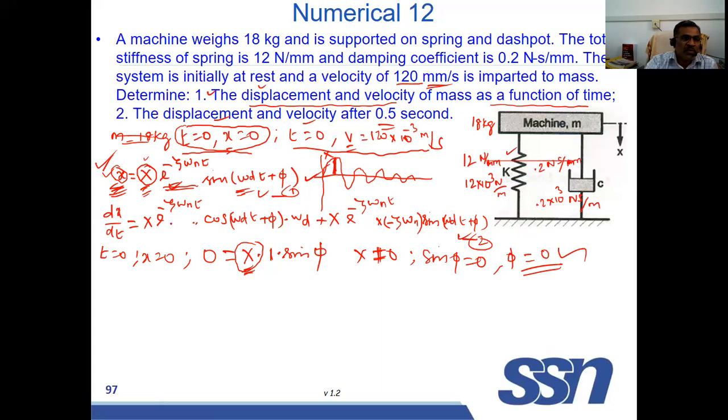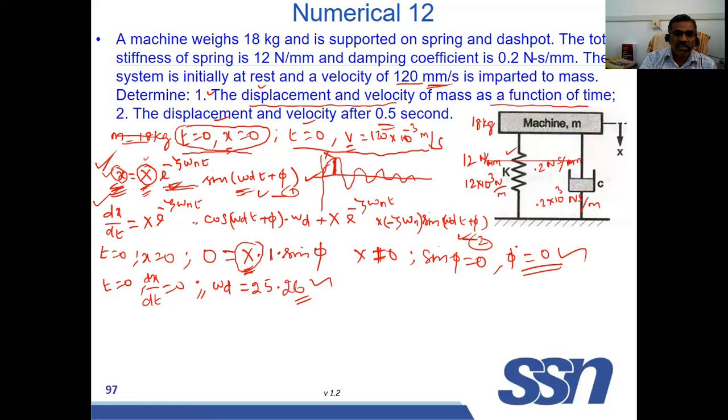Now apply the second boundary condition. At t equal to 0, the velocity dx by dt is equal to the given velocity. In this equation, if you substitute the boundary condition, you will get the value of omega d. The omega d will be 25.26. You can get this value.